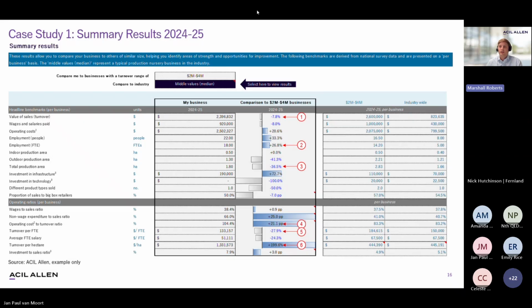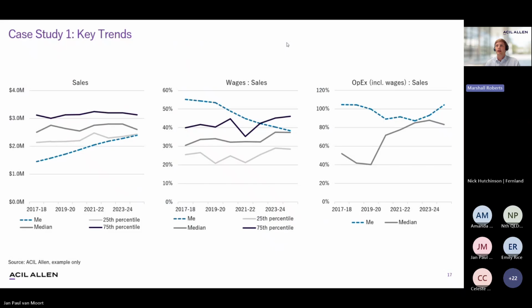At item 6, we can see a high level of turnover per hectare. So we can see this is quite an intensive business, high turnover, low footprint operation. So if we look at some key trends for this business, we can see consistent sales growth over time. We can see that their sales are approaching the 25th percentile and median within this sales category.